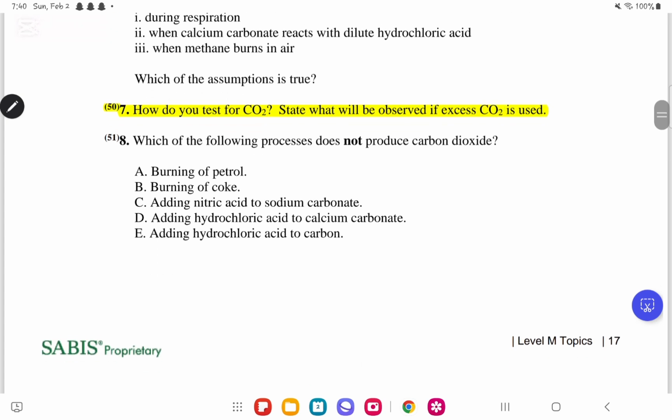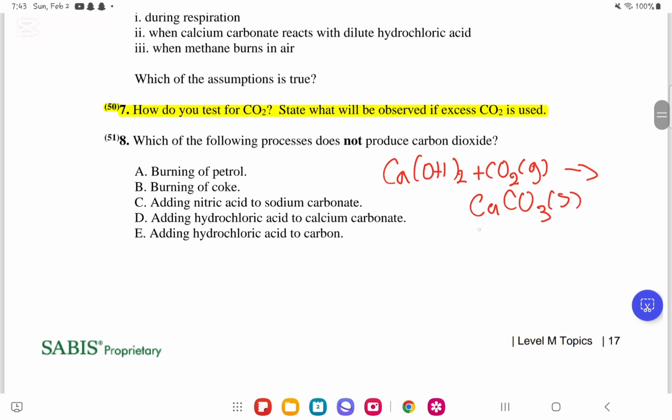State what happens or what will be observed if excess CO2 is used. So to test for CO2, we are going to use lime water. We're going to pass the CO2 through clear lime water for a short time. The reaction is going to be Ca(OH)2 plus CO2 gas is going to give us CaCO3 solid plus H2O liquid, okay?